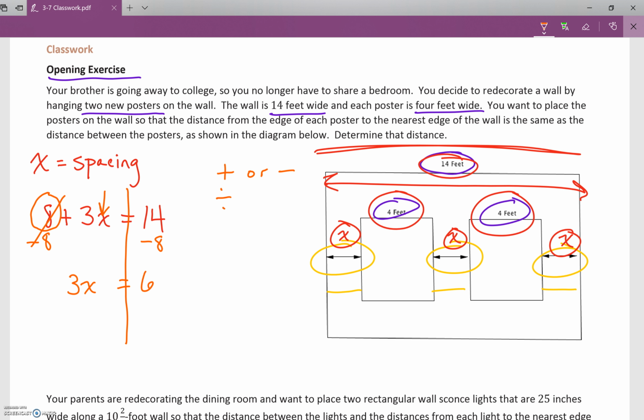Final step in the 2-step equation is to divide or multiply. Remember, you're doing the inverse. So this says 3 times x. So we need to divide by 3. Three divided by 3 would give us 1x, or just x. 6 divided by 3 would give us 2. So what that tells us is that the space between each of these posters is 2 feet.